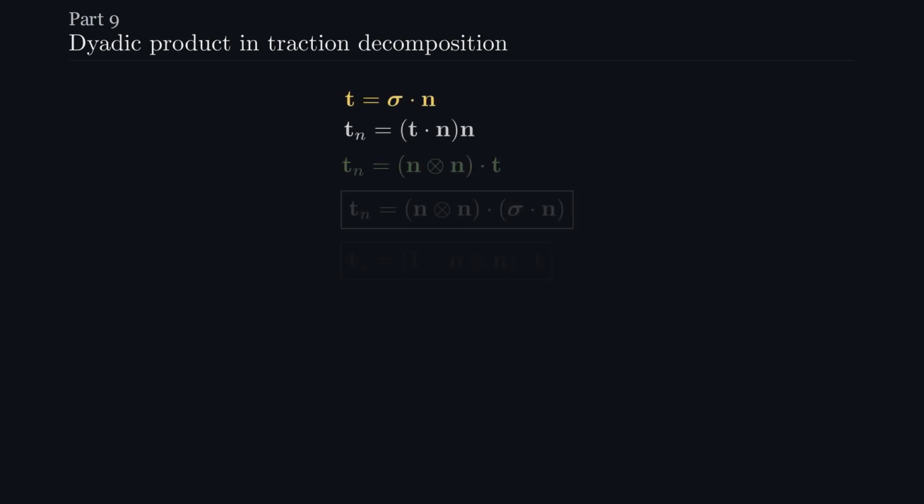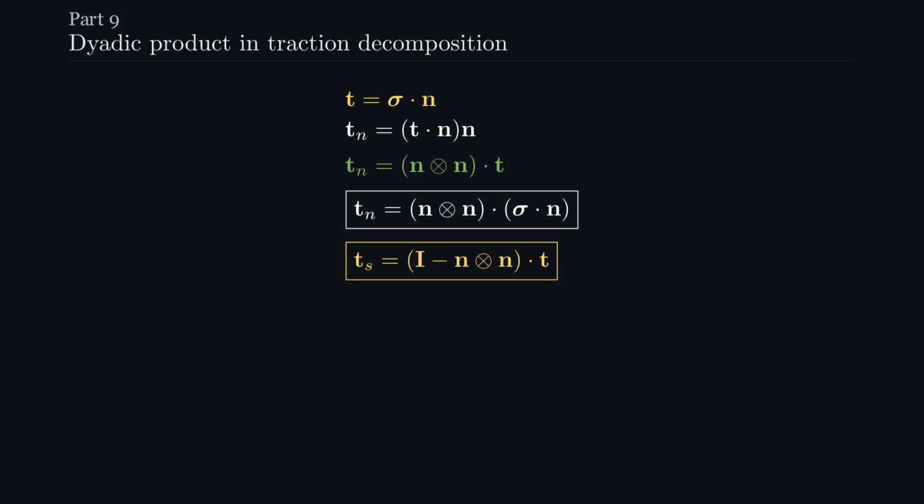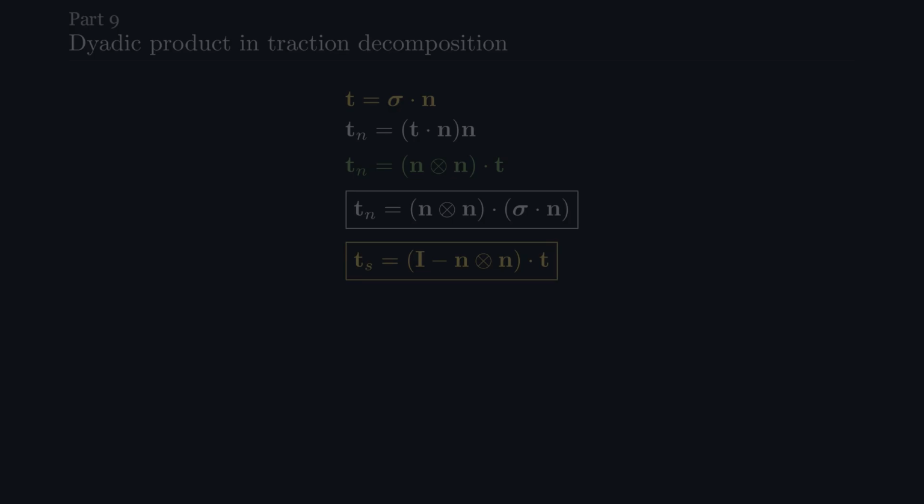Stress acting on a plane normal produces a traction vector. The normal traction vector is the projection of traction along the normal. Using the dyadic product, this projection is n tensor n acting on the traction. The shear traction is obtained by the tangential projector: identity minus n tensor n.